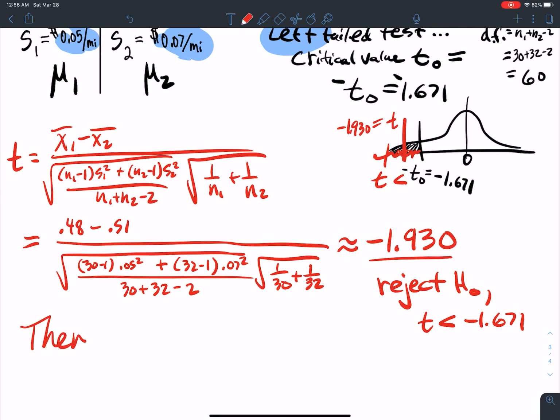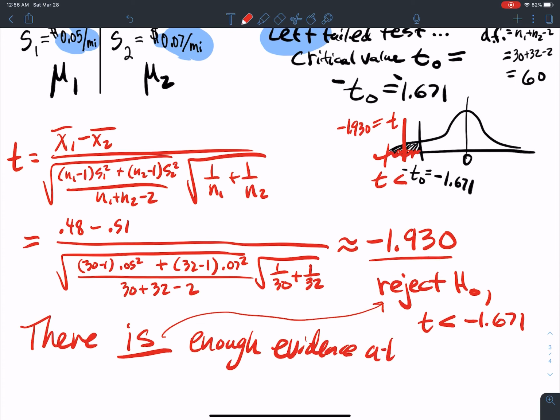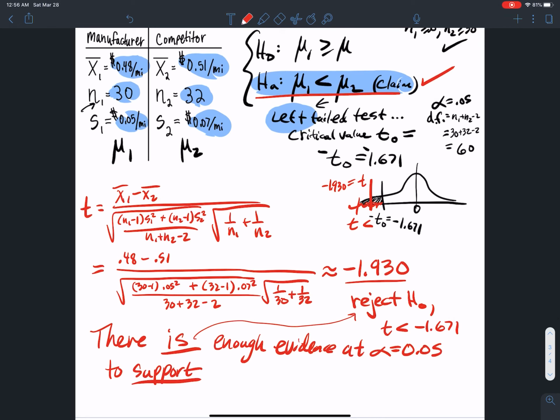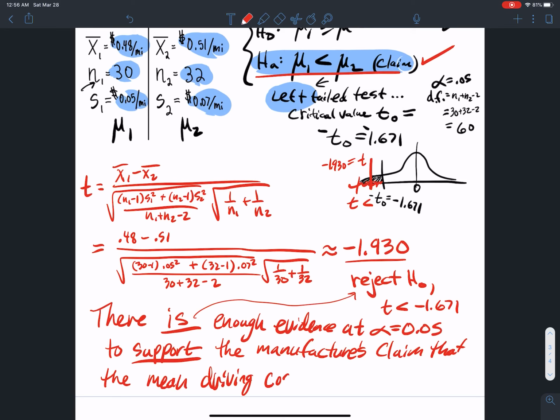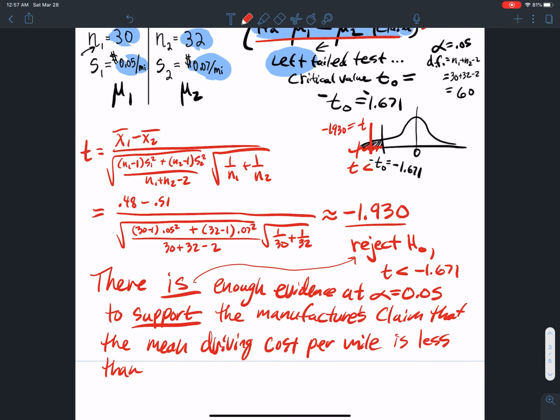So what do I say? There is, note, there is. Why do I say there is? Because I wrote reject. There is enough evidence at alpha equal to 0.05 to support. Why do I use the word support? Because my claim is the Ha. If my claim was the H0, then it would be reject, but I use the word support. The manufacturer's claim that the mean driving cost per mile is less than the competitor's.